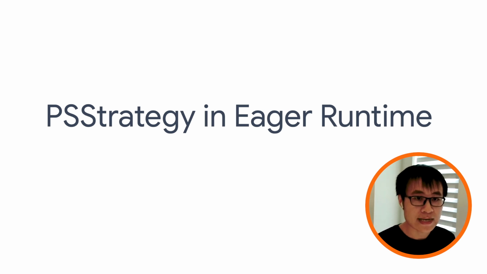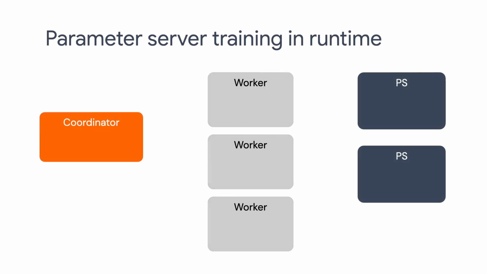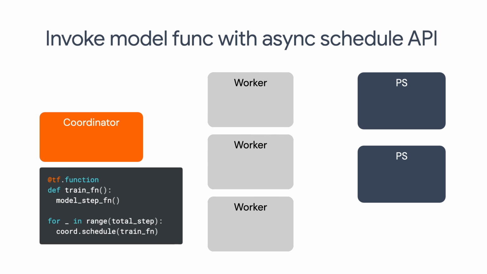First, let's look at how the PS training interacts with the eager runtime. As Yuefeng previously mentioned, we design and implement the single client parameter server training. Here we have one client coordinating a cluster of workers and parameter server instances to perform the training. User code is deployed on the coordinator to drive the model execution, just like the one shown here on the bottom left corner. All the workers and parameter server instances are just running the standard TensorFlow server binaries.